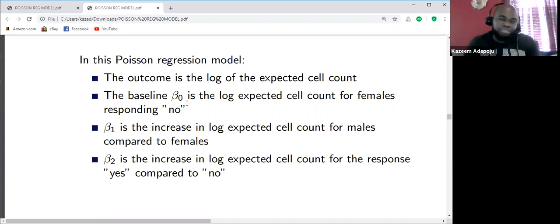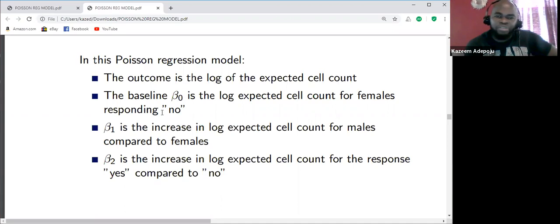In logistic regression, we normally talk about the logit, the log of odds. But in the case of Poisson regression, the outcome is the log of the expected cell count. So the expected cell count that we call lambda ij, we're going to take the log of that. Then the baseline is going to be beta naught, the log expected cell count for female.